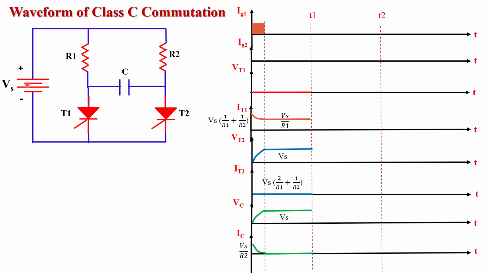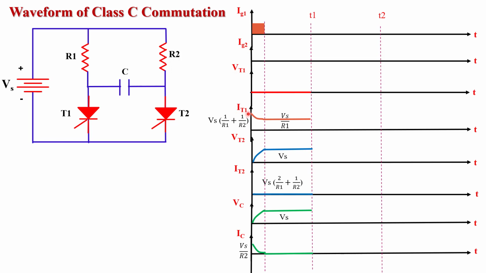Here we use Vs supply voltage, two thyristors T1 and T2, one commutating capacitor C in between the two thyristors, and two resistors R1 and R2. These waveforms we have to draw. Ig1 is the gate current waveform we apply to thyristor T1. Ig2 is the gate current of thyristor T2.